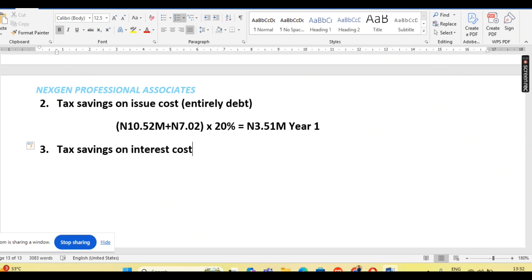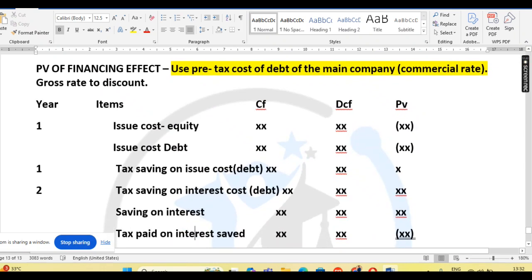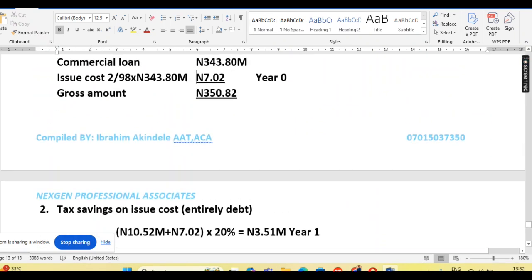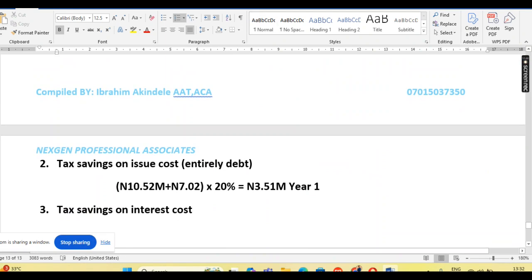So, tax savings on interest costs. How do we go about that? There is interest for both commercial and subsidized, right? So, subsidized. What is the interest rate? It is 1.5% times. So how much are we borrowing in total?